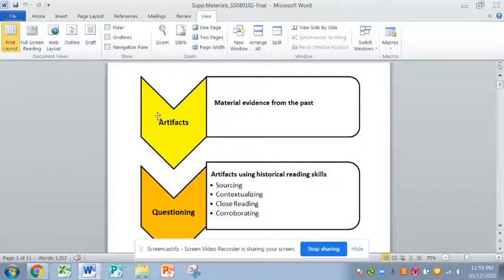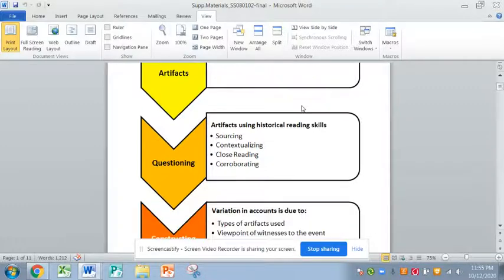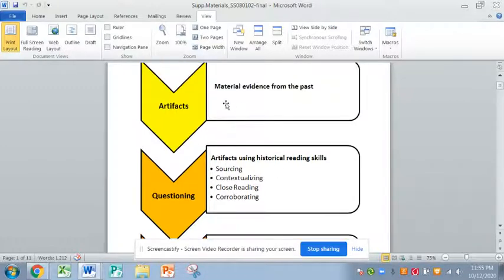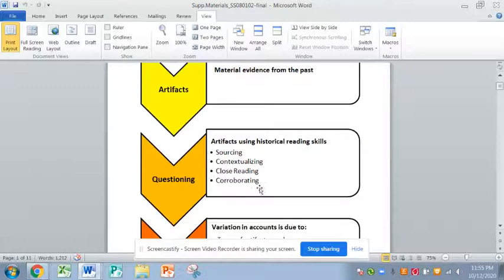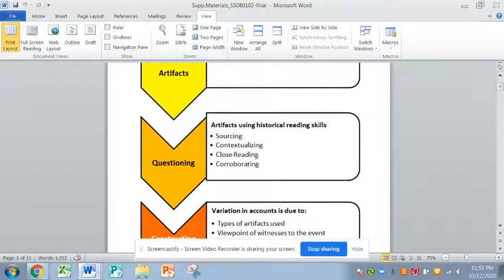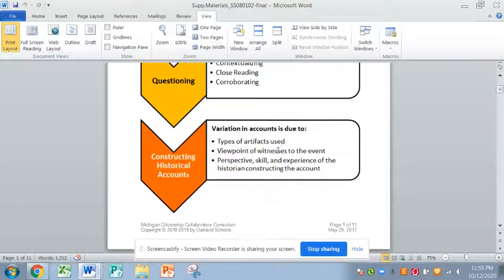Essentially, we have artifacts, which is a vocab word, material evidence from the past. We have that questioning. These are the 4 historical reading skills that we learned about last lesson: sourcing, contextualizing, close reading, and corroborating. And we look at these artifacts and examine them using these historical reading skills. What kind of artifact is it? Where was it found? Is there any other artifacts like it that can corroborate what it looks like or what it was used for? And then we, as historians, attempt to construct these historical accounts.